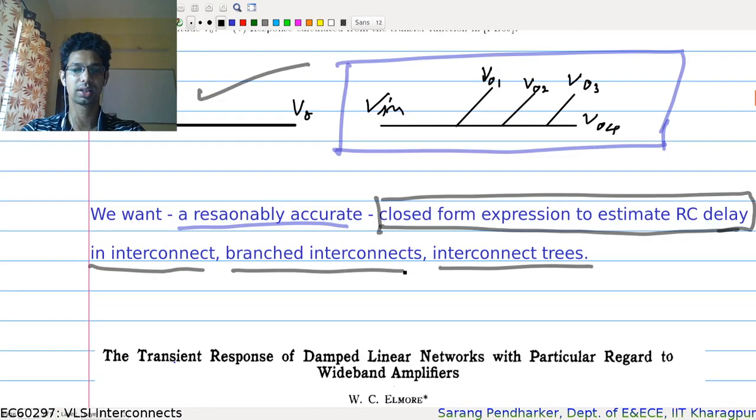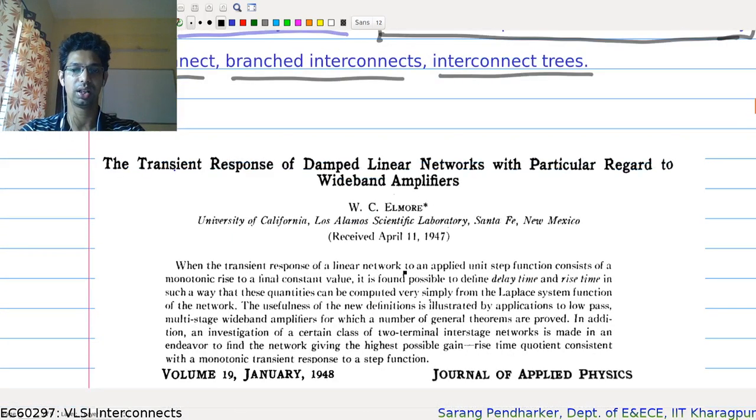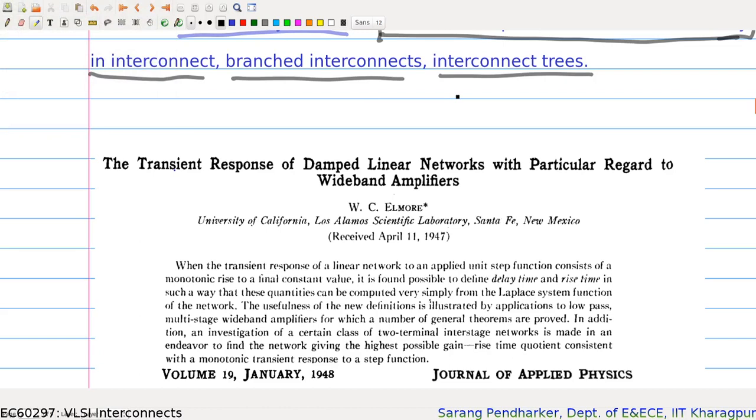So with that, let us come to today's lecture, which is the Elmore delay. The solution to this interconnect delay for branched interconnects and interconnect trees comes from a very old paper, from 1948. This was published in the Journal of Applied Physics. The title is The Transient Response of Damped Linear Networks with Particular Regard to Wideband Amplifiers. You can see that this did not have anything particular to do with electronic circuits. In fact, this was first submitted in April 1947. 1947 is the year in which BJTs were invented.